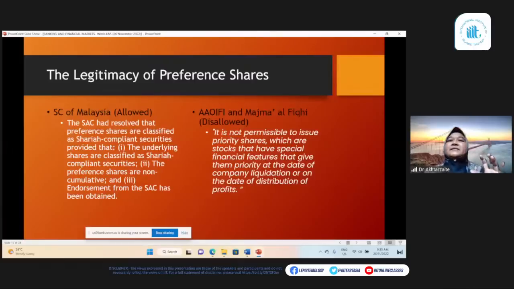For the hukum of preference shares, the jumhur of the contemporary scholars said it is not permissible. Except that in Malaysia we have a fatwa issued by the Sharia Advisory Council of the Securities Commission of Malaysia. They allow preference shares on the basis that, according to them, the SAC has resolved that preference shares are classified as Sharia compliant securities with certain conditions. The underlying ordinary shares are classified as Sharia compliant securities, as the company itself is Sharia compliant, and the securities overall are Sharia compliant.